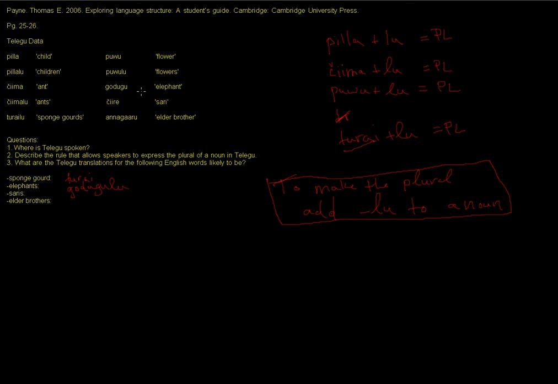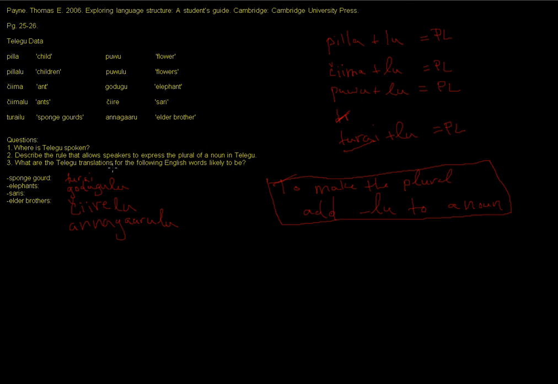And that's elephants. The same thing with sari, right? So we can say, well, singular sari is chide, and if I want to make it a plural, I just add lu. Okay? And elder brothers, the same thing. We can just add lu to it. There we go. So now we've been able to do all the problems.